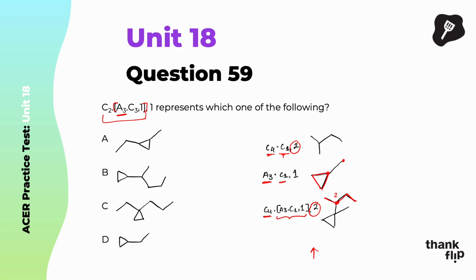So this is position 2, and we have this chunk attached. Now, what does this chunk consist of? It consists of an A3, which we know from earlier is a 3-carbon alkyl ring. And then at position 1 of this 3-carbon alkyl ring, we have a 1-carbon chain attached. Now, how do we know that this is position 1?